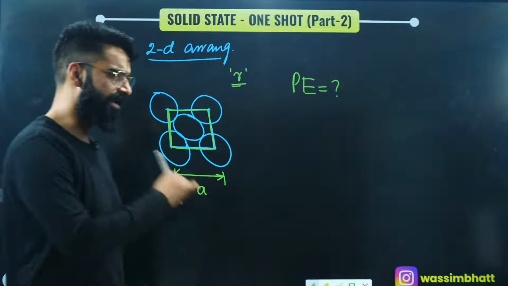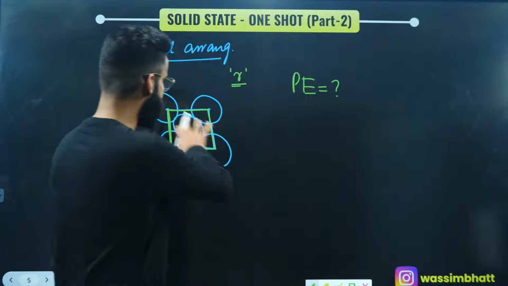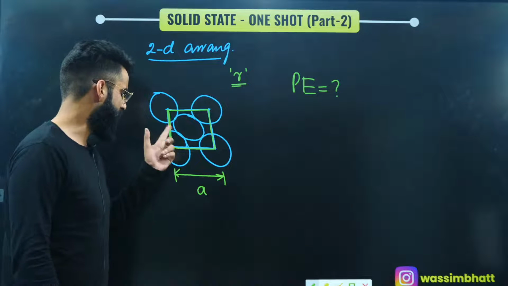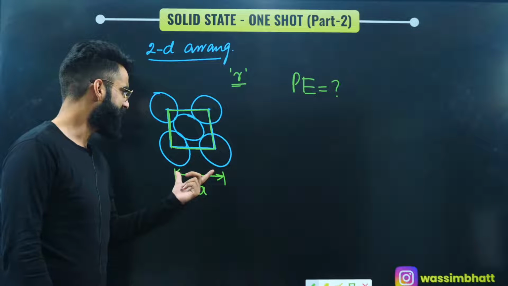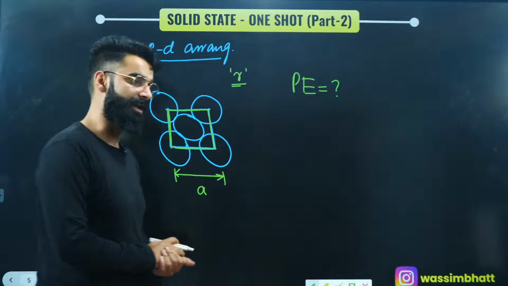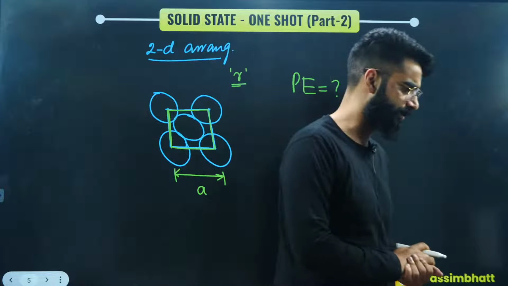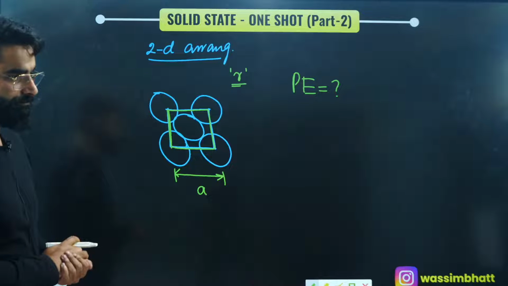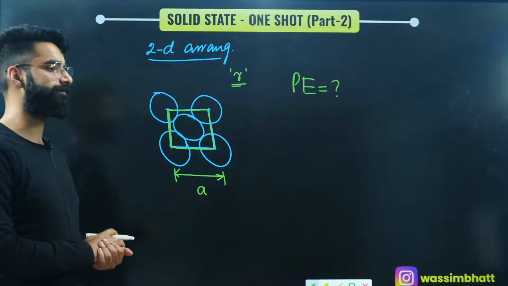Can you give it a try? Let me know the packing efficiency of this kind of two-dimensional arrangement, whose unit cell is square in shape, edge length is A, and radius of the constituent particle is R, right? Give it a try. You let me know its answer in the chats only. Give it a try properly first.